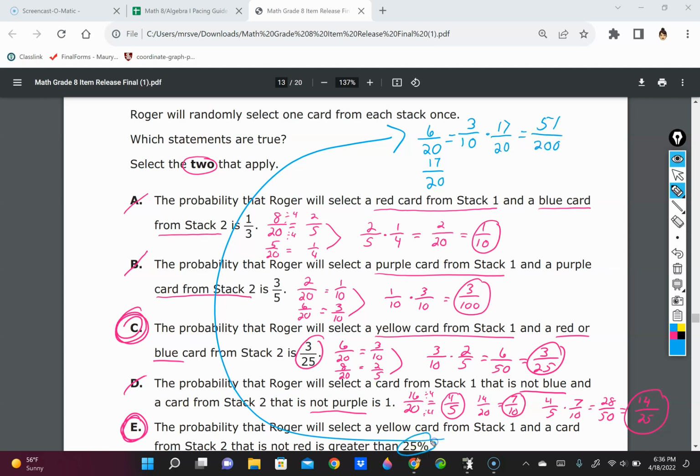And here they're saying, is this greater than 25%? Remember that a percentage is out of 100. So if I divide the top and the bottom by 2, I get a denominator of 100. Half of 51 gives me about 25.5%. So that is greater, just barely, than 25%. So yes, E and C are our answer choices.